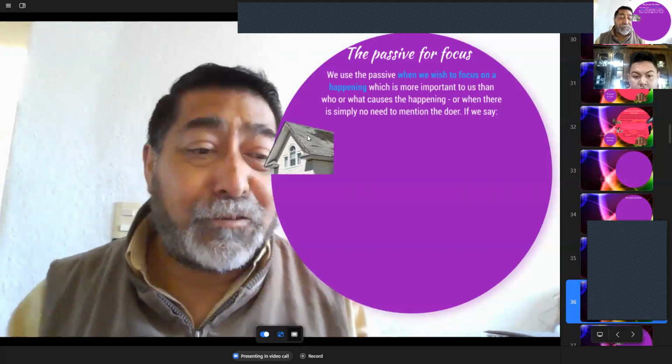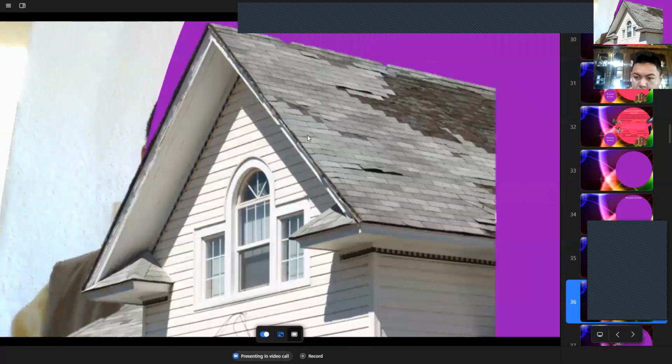Okay, now here we have this. In this example, what is the situation here with the house? There was a tornado, and look, it caused some damage, no? What happened with the roof of the house?